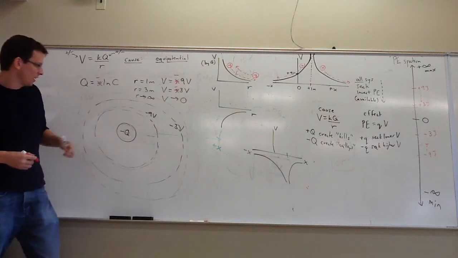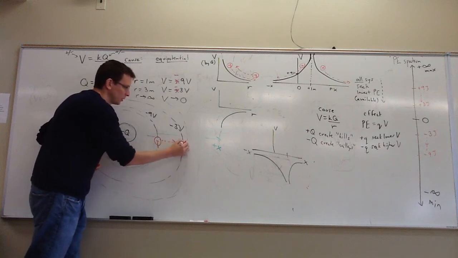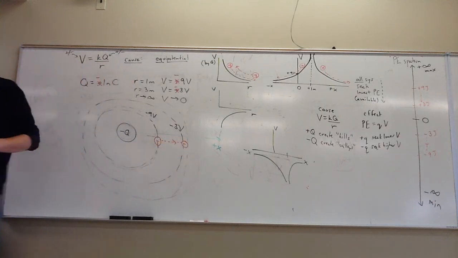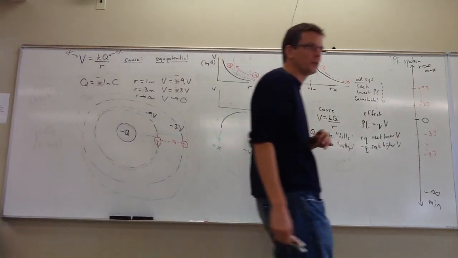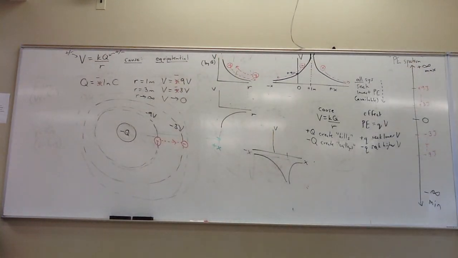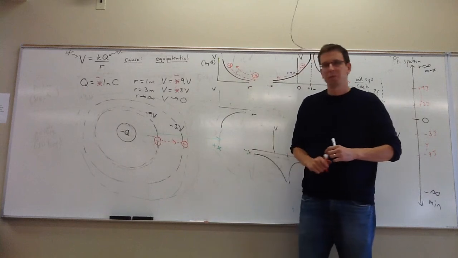So if we dropped, for instance, a negative charge, it would repel. So it would go like that. Now we said that negative charges seek higher voltage. Is that the case here? Is the negative charge going to higher voltage? Yeah, it's climbing out of the ditch, right? It's going from a lower value, minus 9, to a higher value, minus 3.